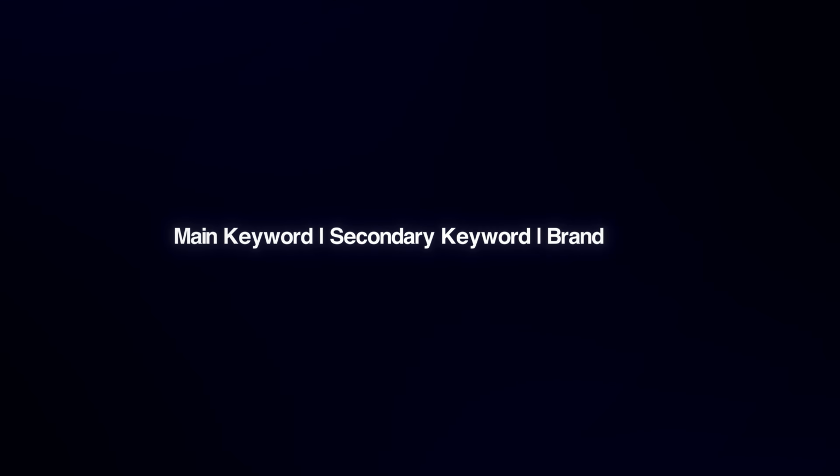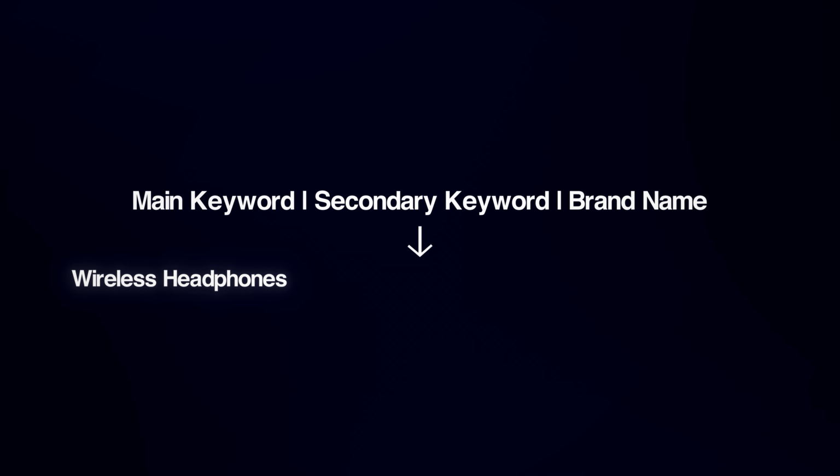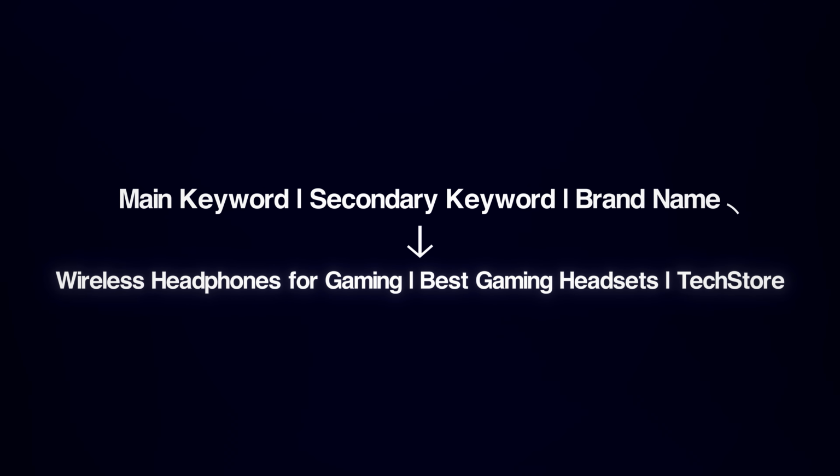Here's our proven formula that we follow when we're writing the title tag: main keyword, followed by secondary keyword, and then followed by your brand name. For example, it could be wireless headphones for gaming, best gaming headsets, tech store being your brand name.